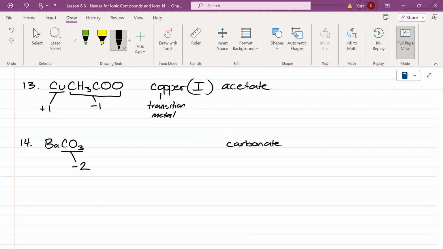You should also know that barium is in group 2. You don't need to guess. It is a +2 charge. And so they cancel each other out in a 1-to-1 ratio. So it's just going to be barium carbonate. No Roman numerals needed because barium is in group 2. It is not a transition metal.